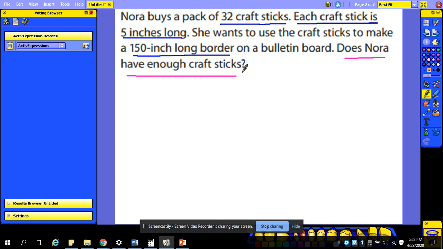For us to know if she has enough, we need to know how long these craft sticks will be if we put them together. So if we have 32 craft sticks and each of them is 5 inches long, it's like having 32 groups of 5. And 32 groups of 5 is the same thing as 32 times 5. The equation is here, but 32 is quite a big number for me to multiply.